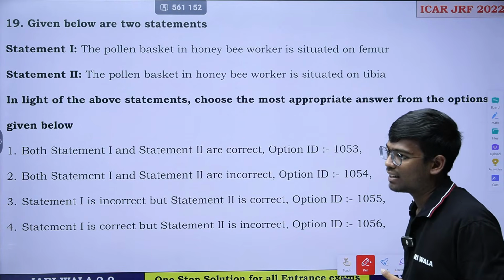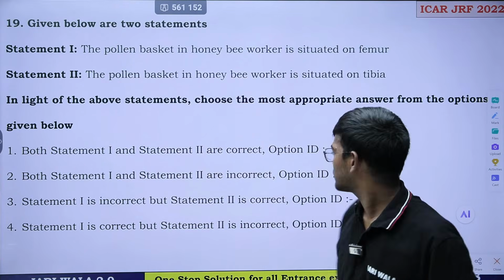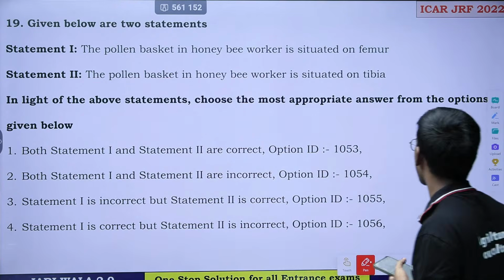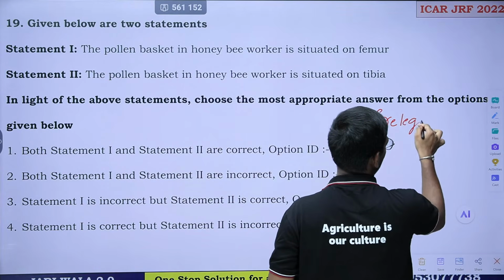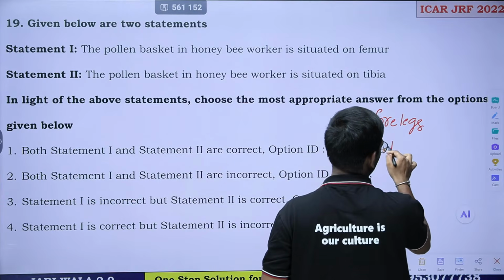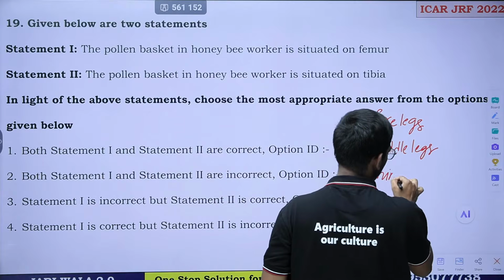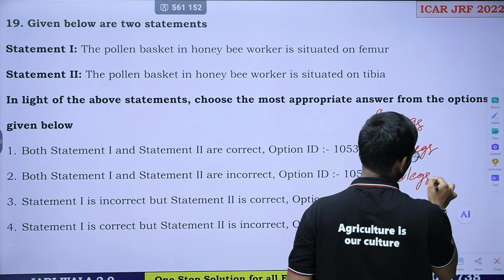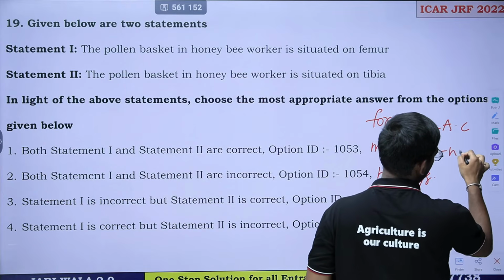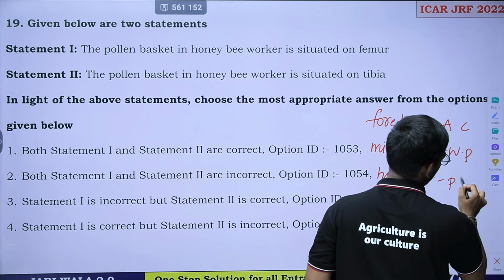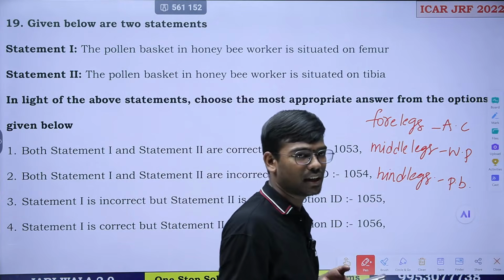One is for antennal cleaning, one is for wax picking, and one is for the pollen basket. So where do I need to write? Hind legs. One for antennal cleaning, one for wax picking, and one acts as a pollen basket. Okay, and 3 different legs have 3 different modifications.